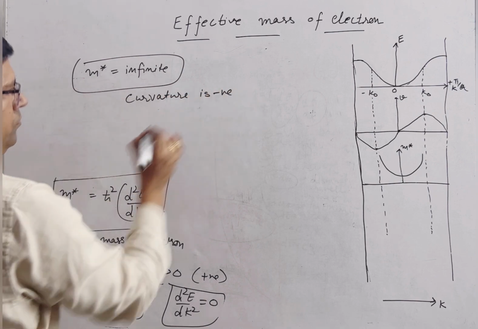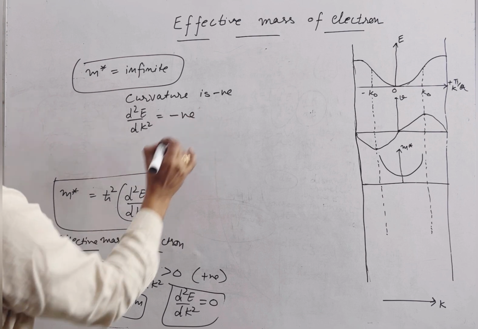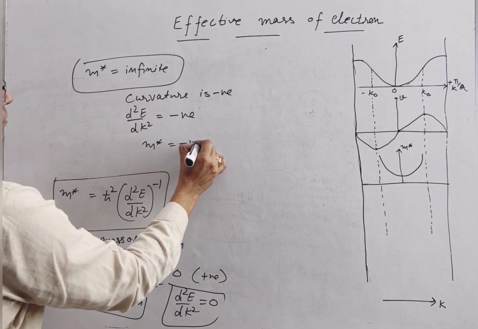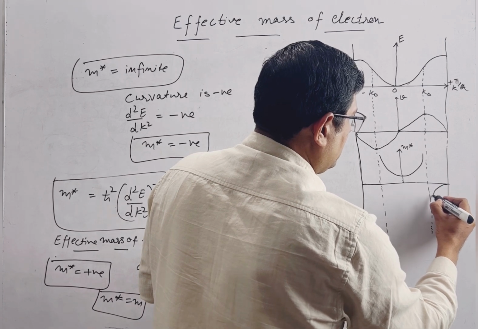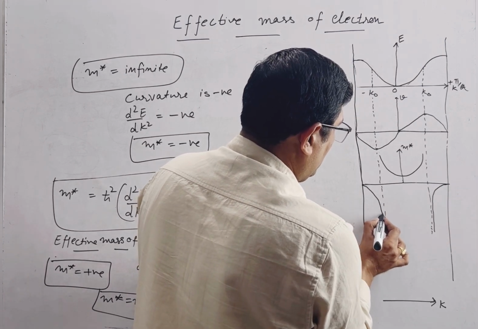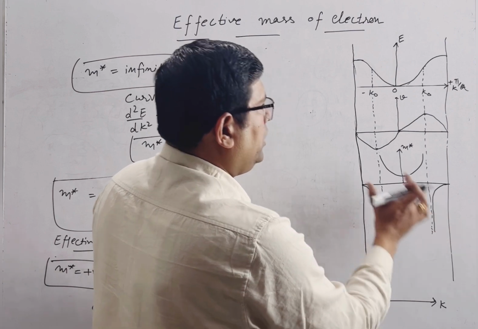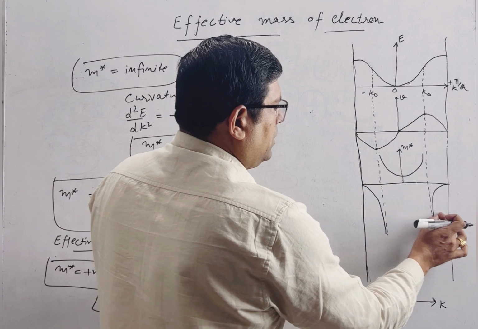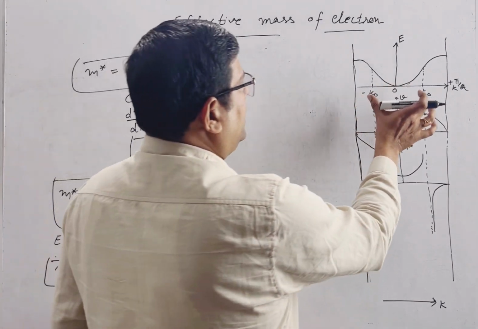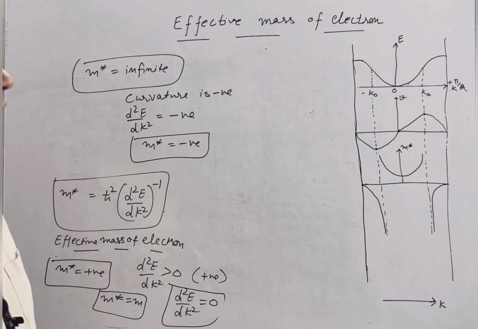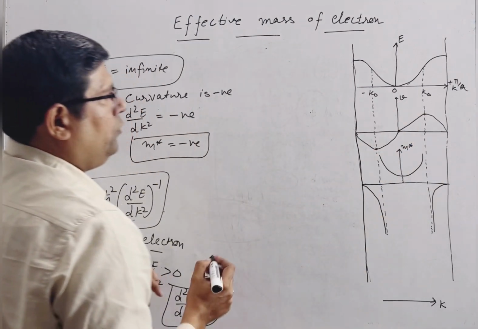is negative, or you can say d2E upon dk square is negative. So m star will be negative. Effective mass is negative. That's why in this region we get the curve like this. Again, near this point of inflection, this curve is approaching infinity. So in this region effective mass is negative, in the lower portion effective mass is positive, and near the point of inflection effective mass is infinite. You can also explain this curve with the help of this V versus K diagram.